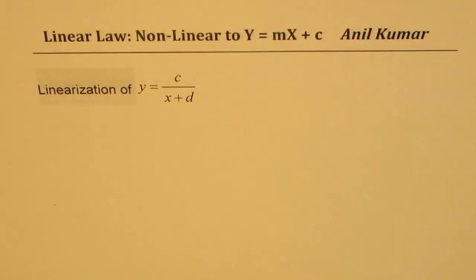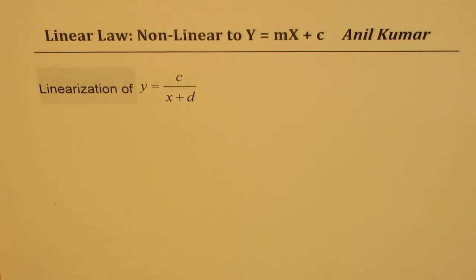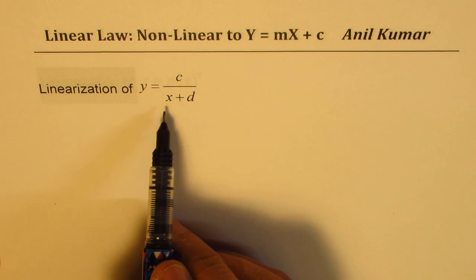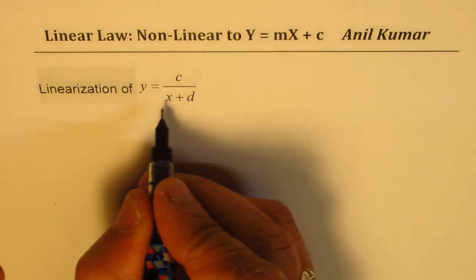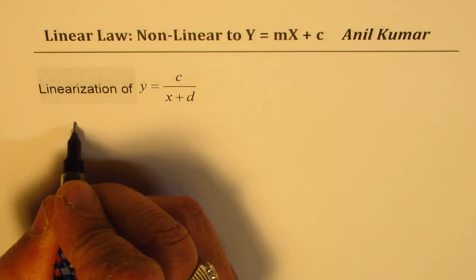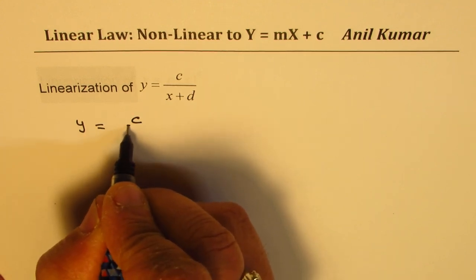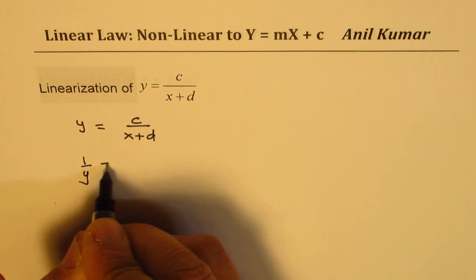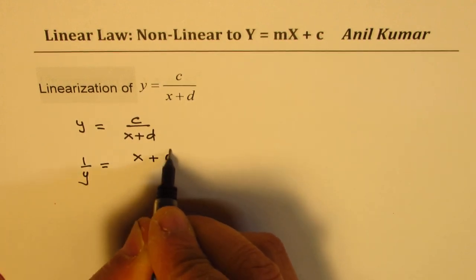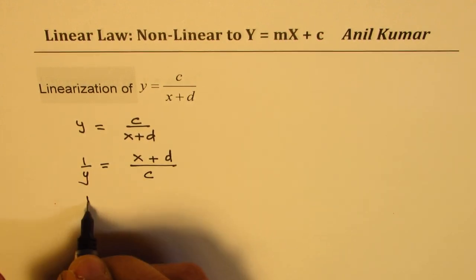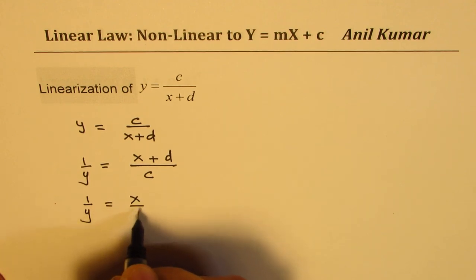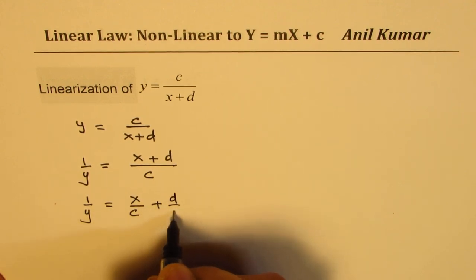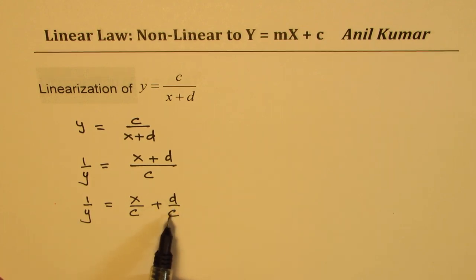Now let's take the second example. The second example here is y equals c over x plus d. So let's begin with y equals c over x plus d. So if I take the reciprocal, then 1 over y equals x plus d over c, or we have 1 over y equals x over c plus d over c. Clearly, d over c is a constant, right? So now look at it.